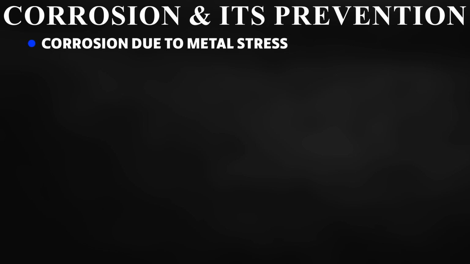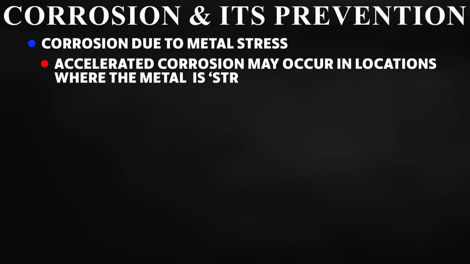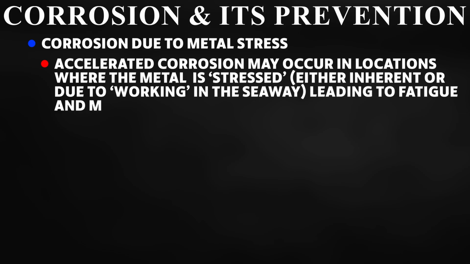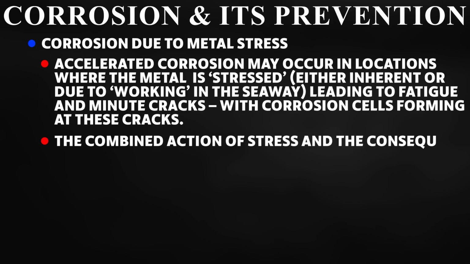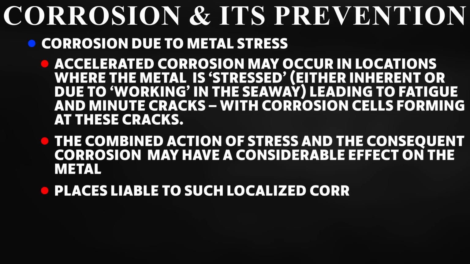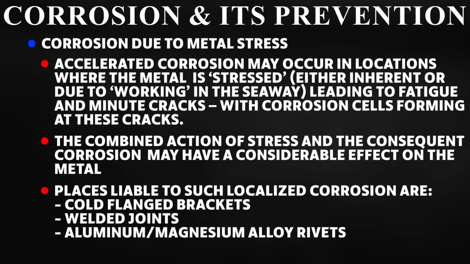Corrosion due to metal stress. Accelerated corrosion may occur in locations where the metal is stressed, either inherently or due to working in the seaway, leading to fatigue and minute cracks, with corrosion cells forming at these cracks. The combined action of stress and the consequent corrosion may have a considerable effect on the metal. Places liable to such localized corrosion are cold flanged brackets, welded joints, and aluminum/magnesium alloy rivets.